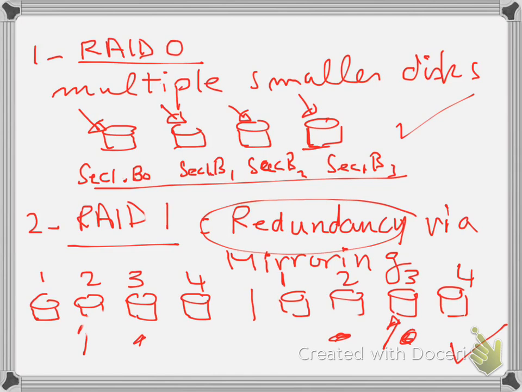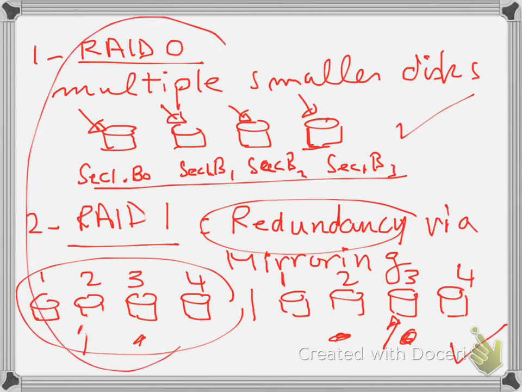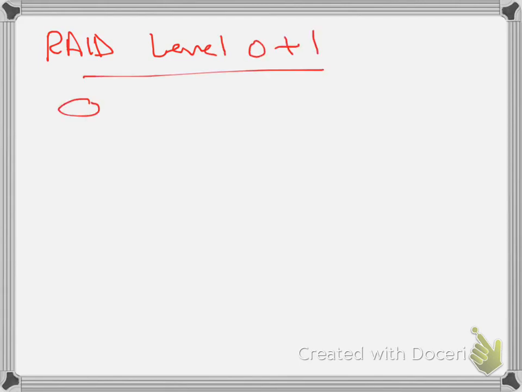Can we do both? Meaning, can I have redundancy and at the same time increase the performance? Because unfortunately with this, I can't read in parallel, but I have redundancy. So can we do both? They said, yeah, that's fine. You just have another one called RAID level 0 plus 1, where you combine these two ideas together. In this RAID level 0 plus 1, you will have both.